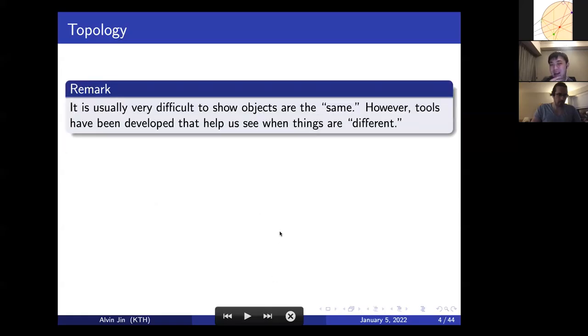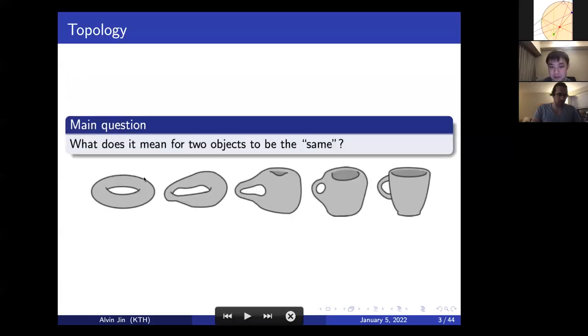But then you might ask, how do you tell if things are different? That's also a very good question, and that's the focus of a lot of topology courses. It's very difficult to tell when objects are the same. Usually you need to write a function that takes this donut and outputs a coffee cup. Off the top of my head, I have no idea how to do that, and I've been doing topology for a while. But the claim is that these two objects are the same.